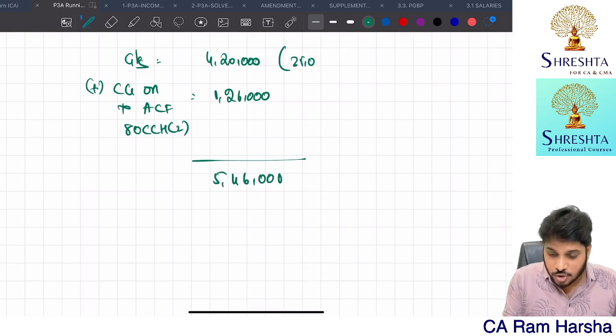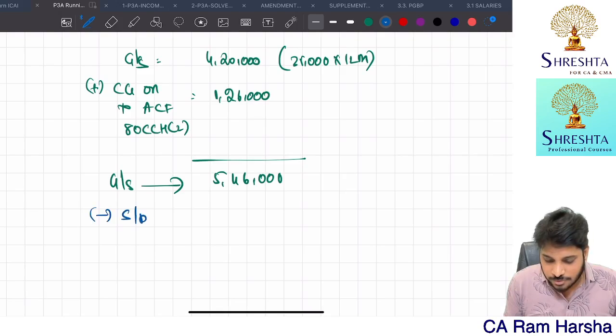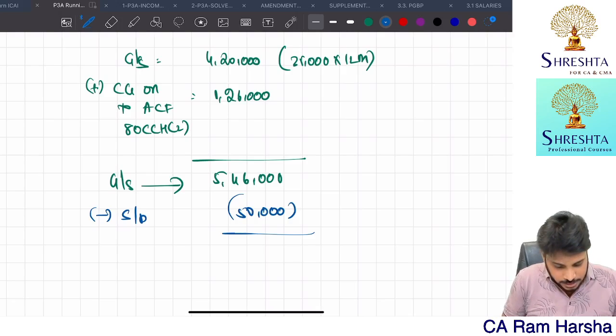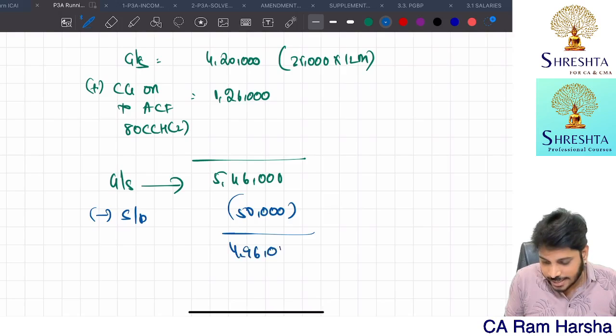This is considered assuming 35,000 per month salary for 12 months. Now this is gross salary. From gross salary, we are eligible for standard deduction, right? 50,000, claim that deduction. 5,46,000 minus 50,000. How much is that? 4,96,000.